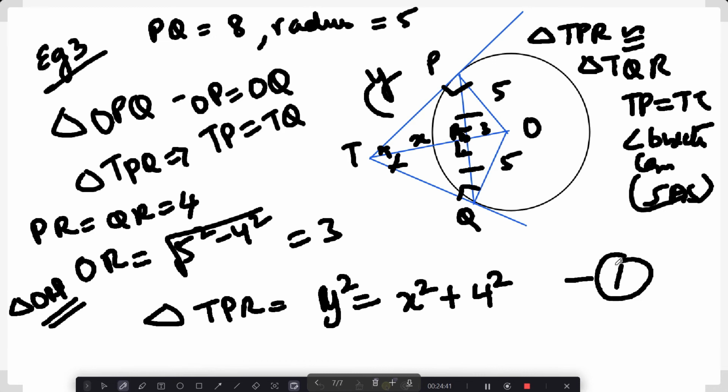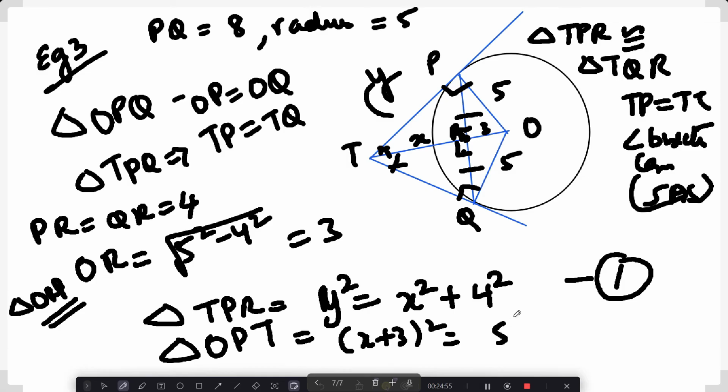Now let's take this बड़ा triangle OPT, where P is the right angle. Here it is OT. Now what is OT? X plus 3 whole square is equal to 5 square plus y square. This is the second equation.